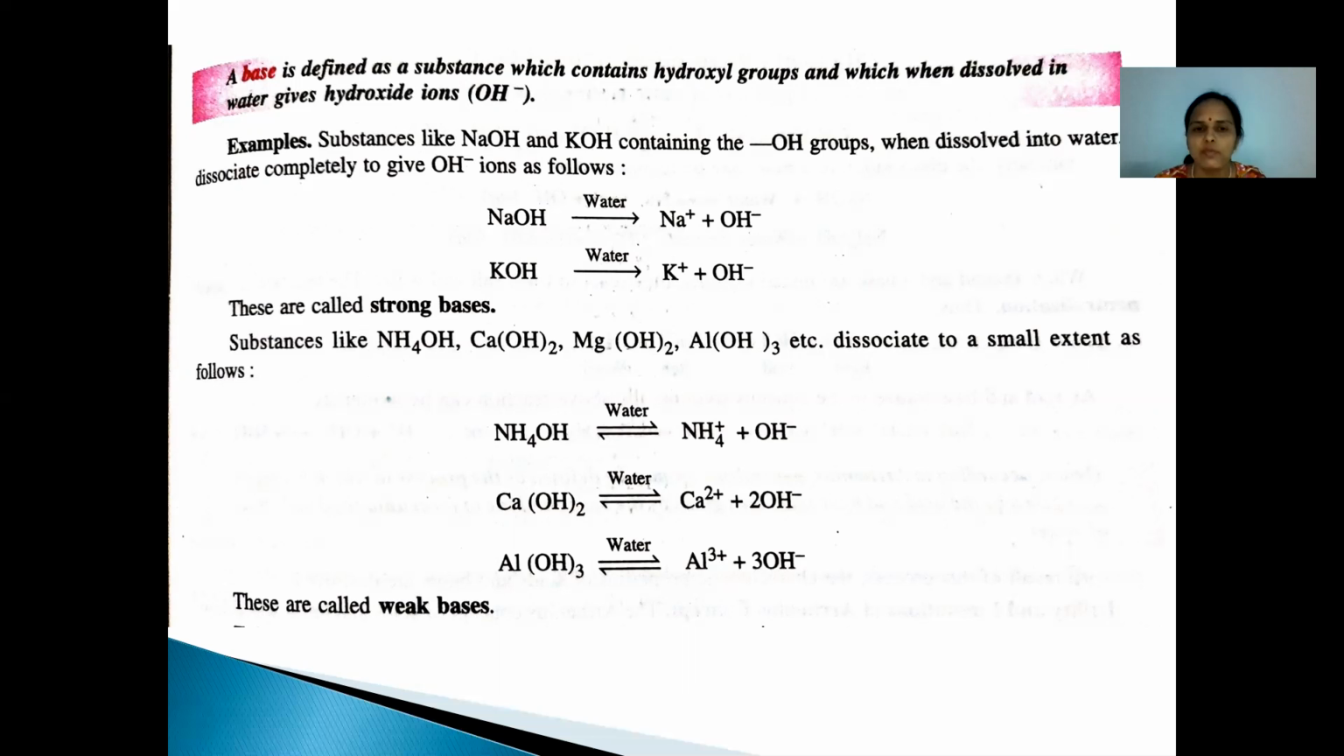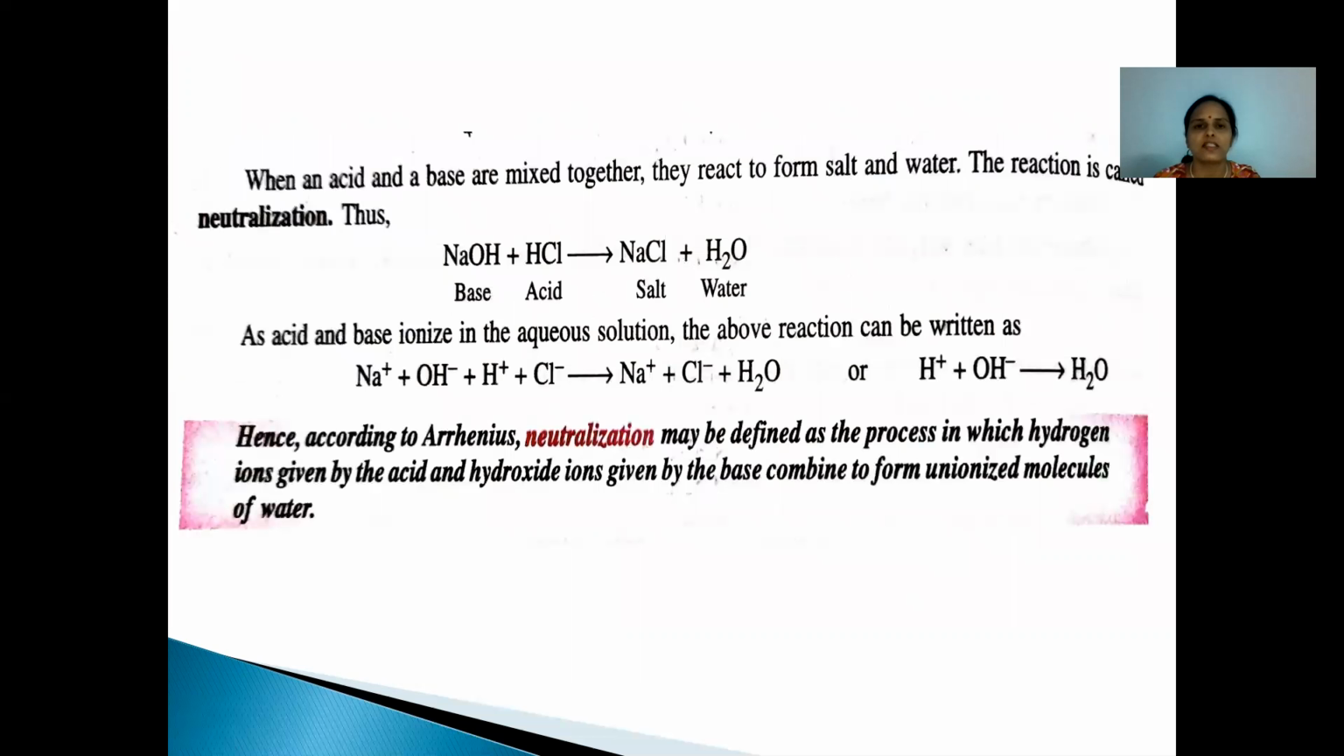Whereas substances like ammonium hydroxide, calcium hydroxide, magnesium hydroxide, aluminum hydroxide, etc., dissociate to a very small extent, as shown. NH4OH, when dissolved in water, gets dissociated into its ammonium ion NH4+ and OH−. So that's why they are called weak bases. So this is the Arrhenius concept.